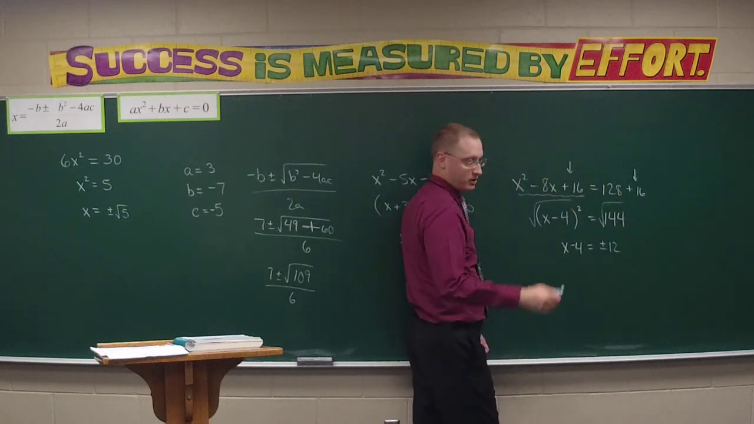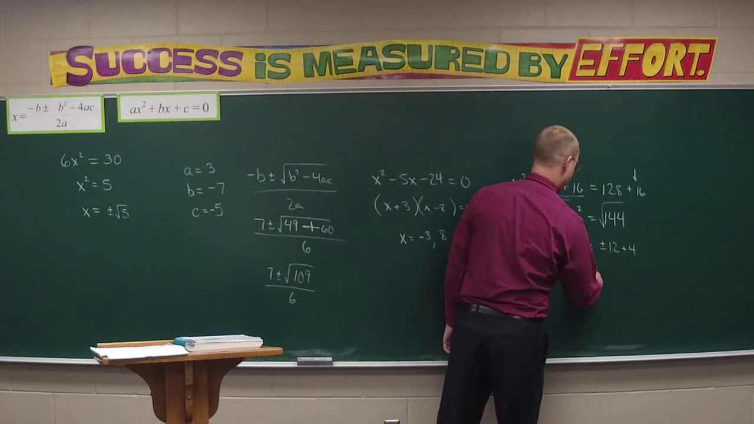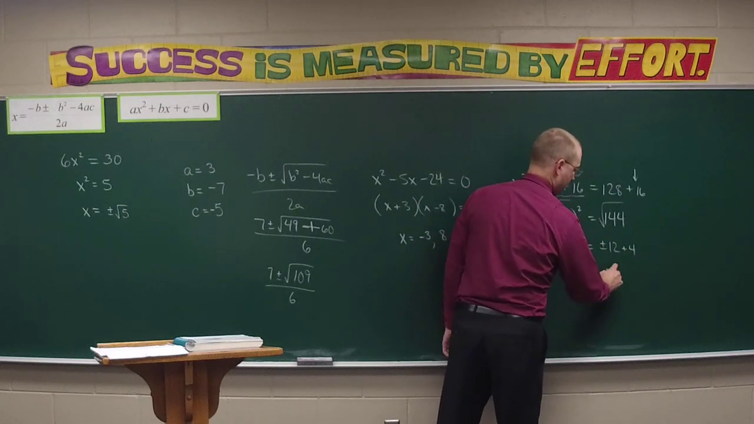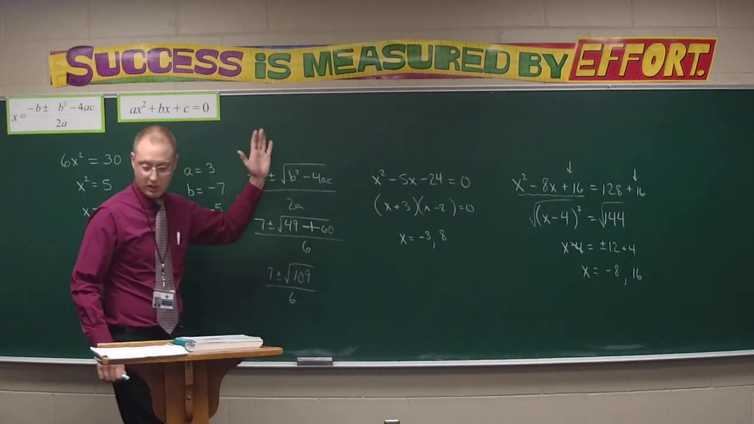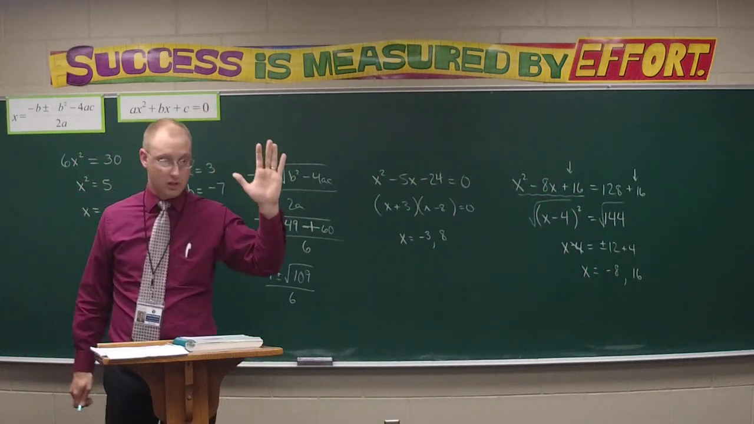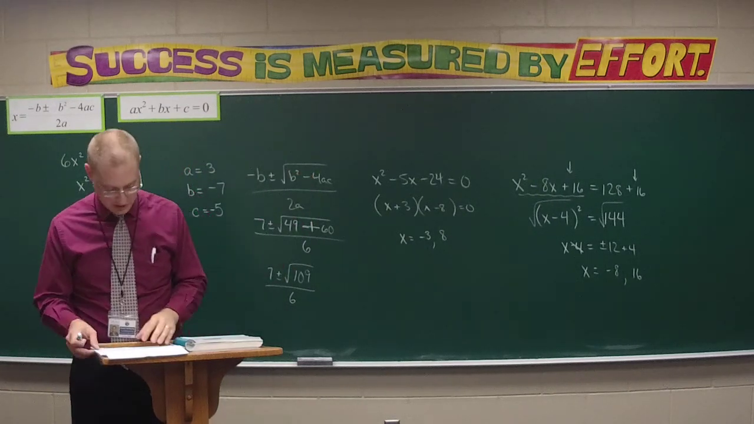And then as our final step, Brandon, we simply move over the negative 4 to become positive. And we end up with x is equal to negative 8 and positive 16. How many have those two answers on number 8? Questions on that one? And we used the factoring method for that one. Okay, some of you were able to figure out the 8 times 16.